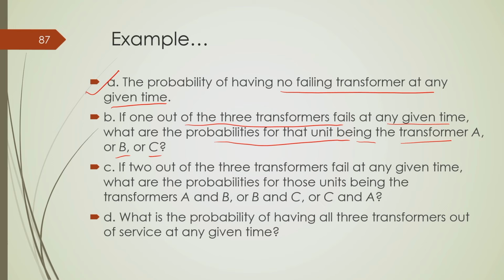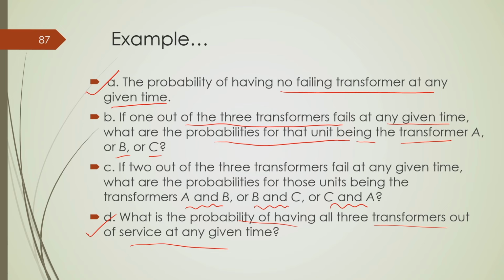And if there is a simultaneous failure of 2 transformers, what would be the probability of the transformers A and B to simultaneously fail, and B and C to simultaneously fail, and C and A to simultaneously fail, and what would be the probability of having all these 3 transformers out of service at a given time.